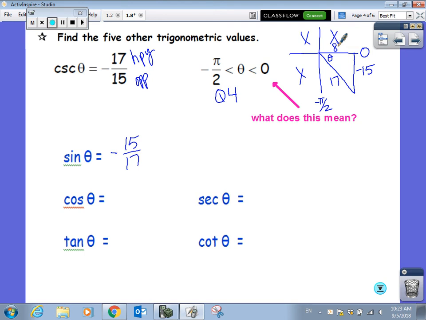So now we can answer all of those questions very easily if we know our SOHCAHTOA. I always start with the 3 regular ones right here. Cosine of this angle is adjacent over hypotenuse. So 8 over 17. Because we know secant is the reciprocal, all we have to do is take the cosine and make it the reciprocal. 17 over 8.